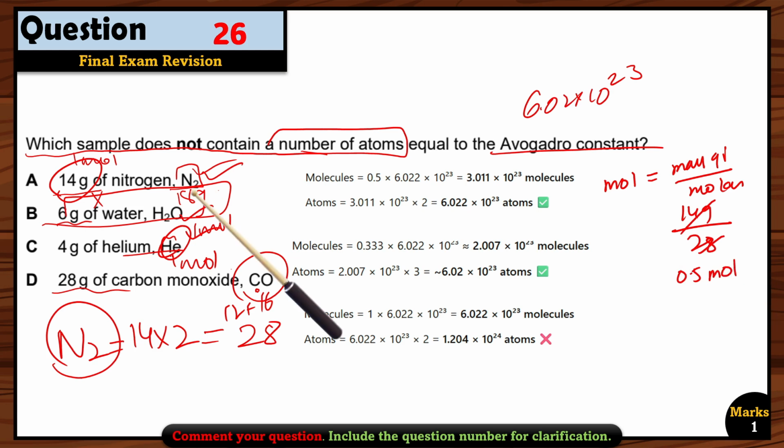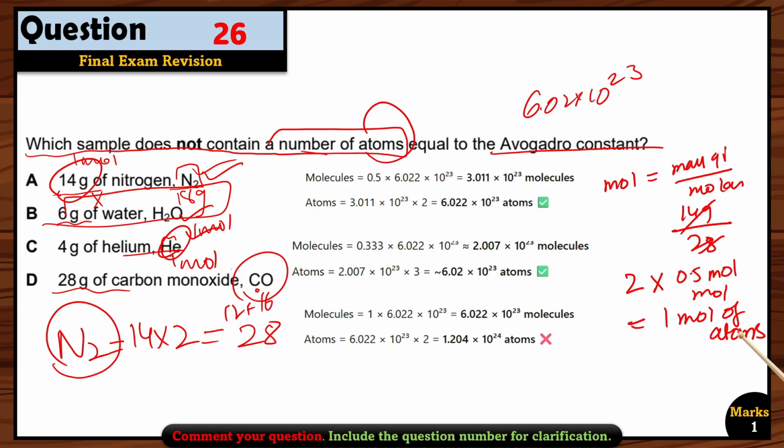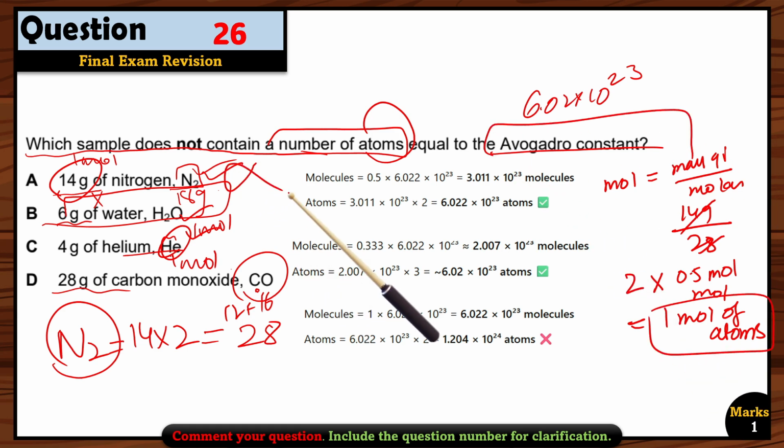This is molecules, but we have to find atoms. How can we find atoms? We just look at the question and see N2. N2 has how many atoms? 2 atoms, 2 nitrogen atoms. So we multiply by this, and you will have 1 mole of atoms. Right now it is converted into atoms. We have 0.5 mole of molecules of nitrogen, but the atoms are 1 mole. So 1 mole is the same as Avogadro's constant, and this option has been rejected.